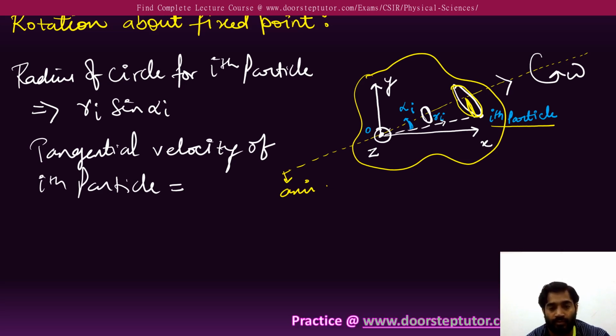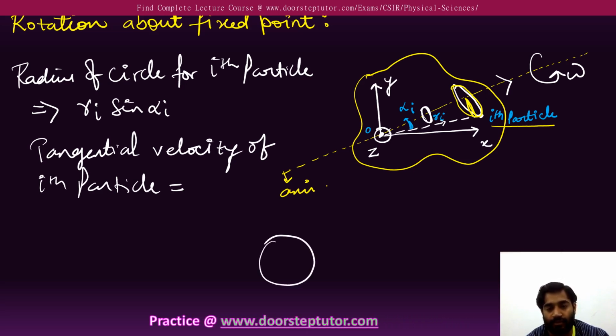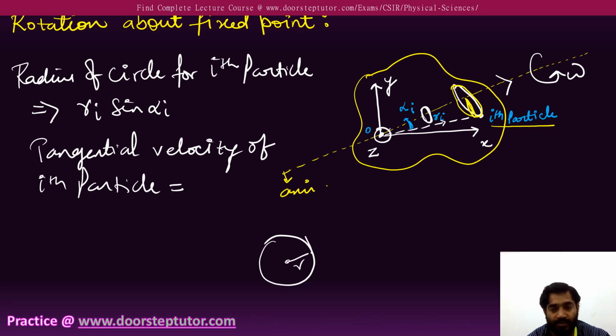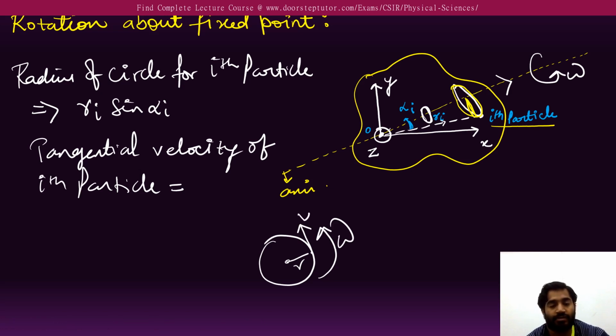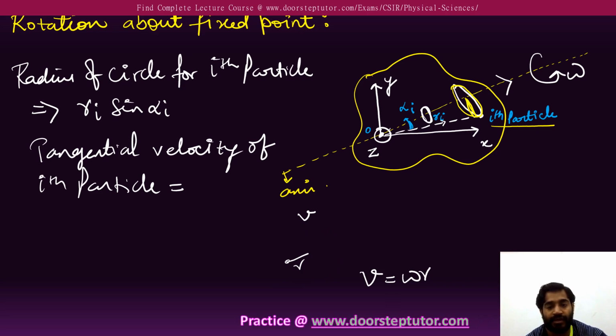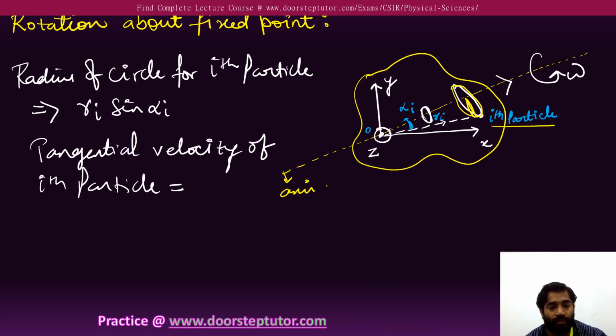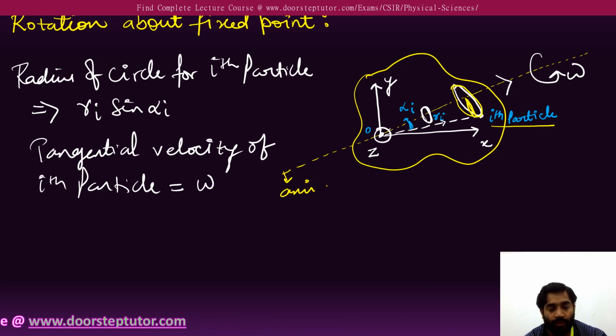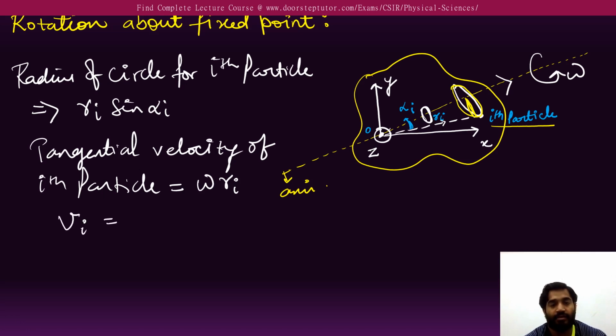See, this is a circle of radius r, and it has a certain velocity. The circle has angular velocity omega, and the tangential velocity is this. So can I say the relation between omega and r is v equals omega r? So the tangential velocity is v equals omega r i. This velocity I denote as vi, the velocity of the ith particle, which is omega ri.